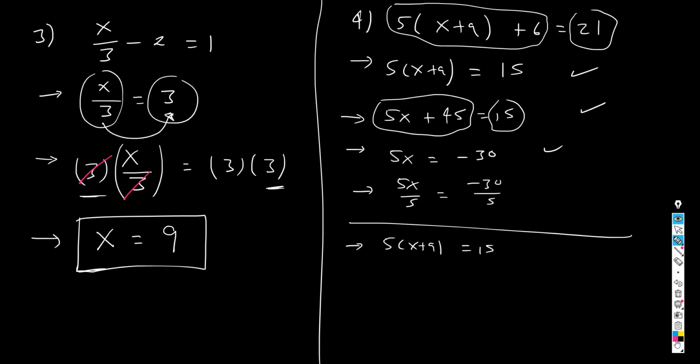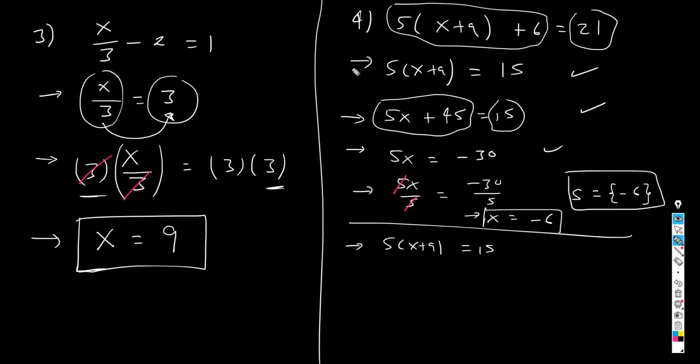By doing so, this guy takes away this guy. 5 over 5 is 1. They cancel one another, and I get my final solution, right? I get that x equals minus 6, because minus 30 over 5 is minus 6. This is my solution or my root, and the solution set is minus 6. We're done. Now, what other thing could I have done?